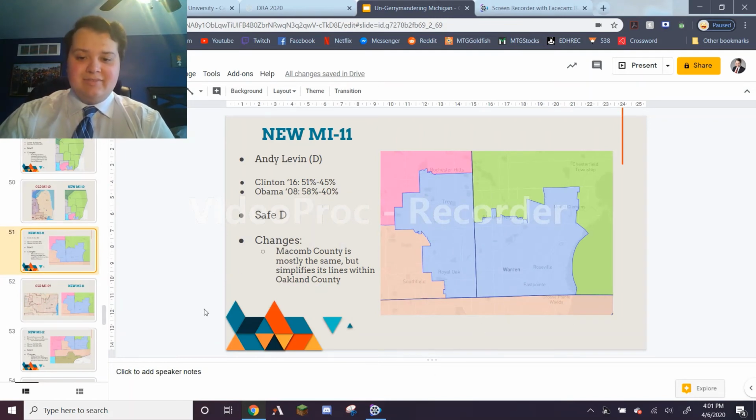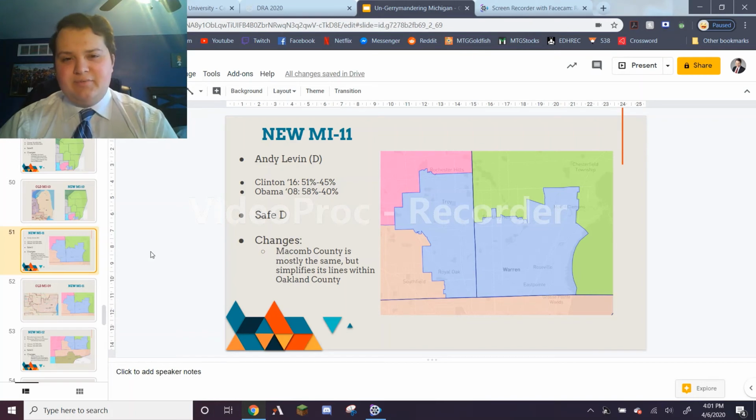This is the new 11th district. It would be represented by Andy Levin. It's very similar to the current 9th, but it's much more refined and less complicated. Hillary Clinton won it by about 6%, which is similar to the current configuration. She didn't win it by a massive amount, but it is still a safe Democratic district.